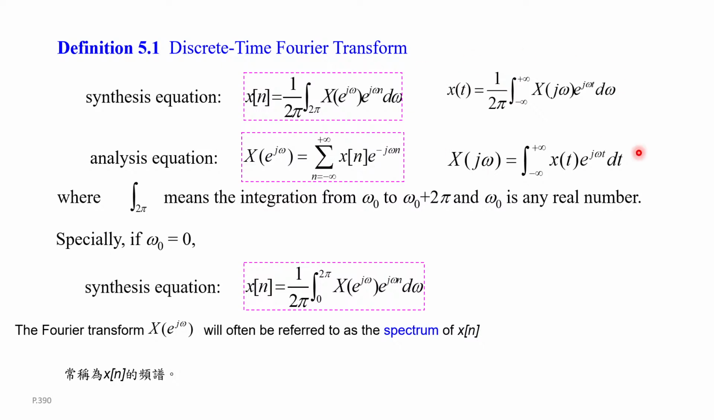We also have the comparison here again. The integration over 2 pi means that you're integrating over any interval of length 2 pi. The starting point doesn't matter because the big X is periodic with period 2 pi. So you can take any starting point omega naught, and most of the time you just take omega naught equals 0, or minus pi to pi is also good. It depends on the signal, maybe sometimes from 0 to 2 pi and sometimes from minus pi to pi. It depends on which is easier for you.